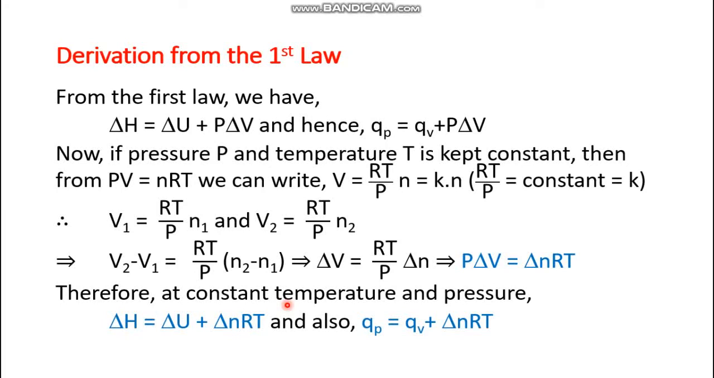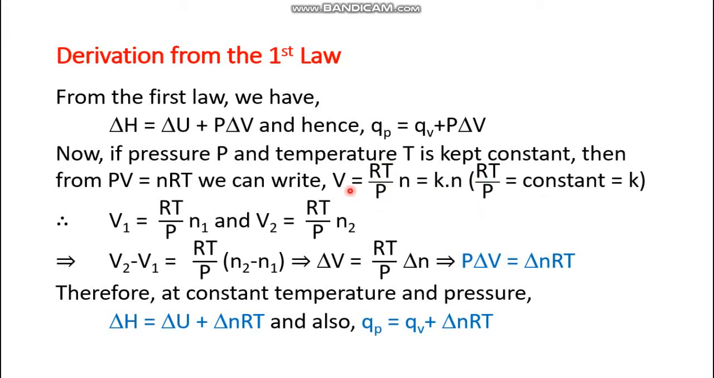We can also derive from the first law of thermodynamics some more equations which can be applied in thermochemistry. We know, according to the first law, delta H equals delta U plus P delta V, and also delta H is QP and delta U is QV. Now if pressure and temperature are kept constant, then from the equation PV equals nRT we can write V equals RT by P into n, where RT by P is a constant since pressure and temperature are constants. This is denoted as K. So K is a constant equal to RT by P.